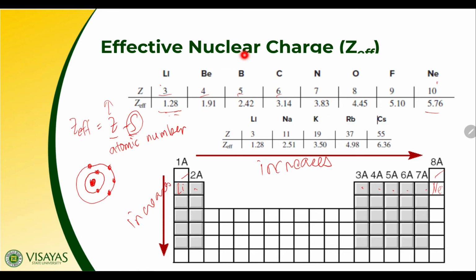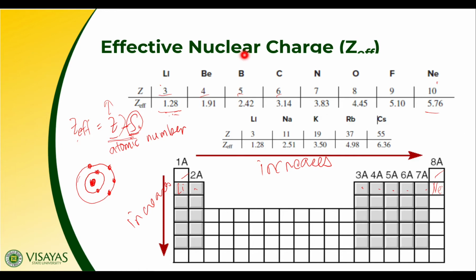So therefore, the value of S is not much large, no? Because of that, this value here, ZF, then increases from left to right. Again, from left to right, the value of Z increases. So from 3, 4 up to so on and so forth. The S value does not increase that much because the added electrons are on the same energy level and are not effectively shielded by the other electrons.